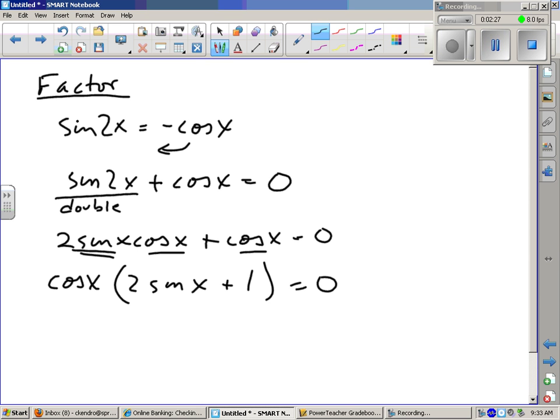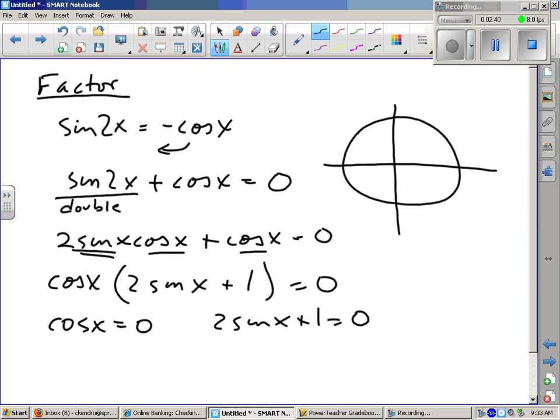So now we set each part equal to 0. Cosine x equals 0, and 2 sine x plus 1 equals 0. Well, cosine x equals 0. Let's think about our circle. If cosine is 0, that means I'm not going right or left, so it would be here and here for the answers. So the answers are going to be pi over 2 and 3 pi over 2. So those are two of the answers.